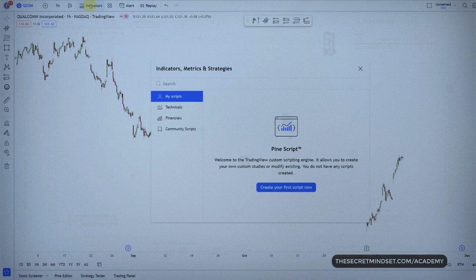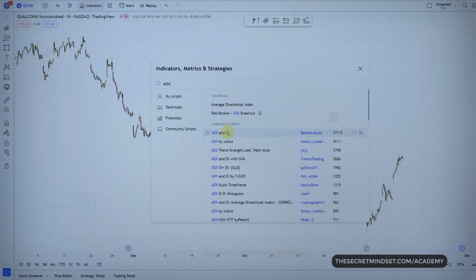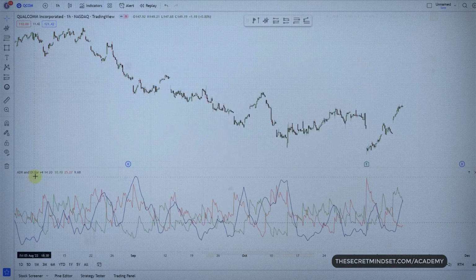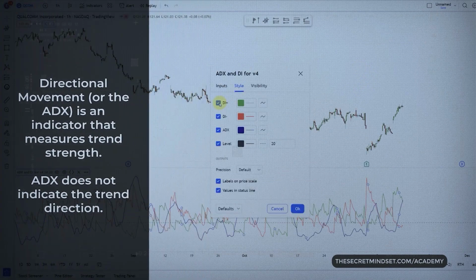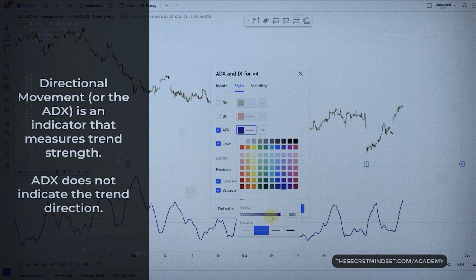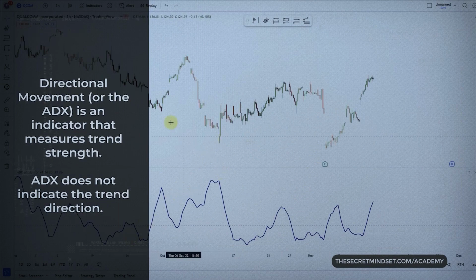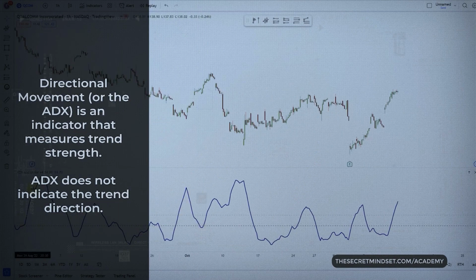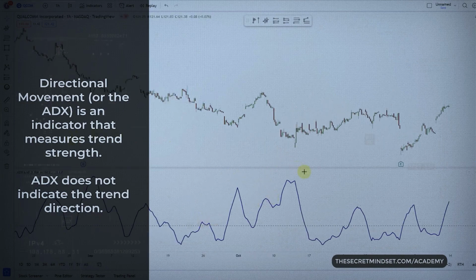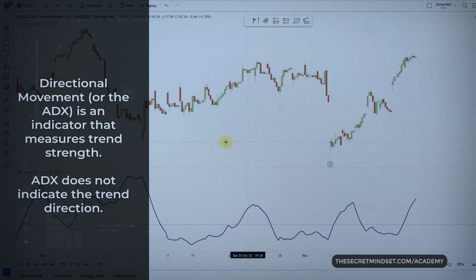This is the first lagging signal. Directional movement, or the ADX, is an indicator that measures a trend's strength. ADX displays a line ranging from 0 to 100. It shows the strength of the trend, but it doesn't indicate its direction. It doesn't distinguish between uptrends and downtrends.